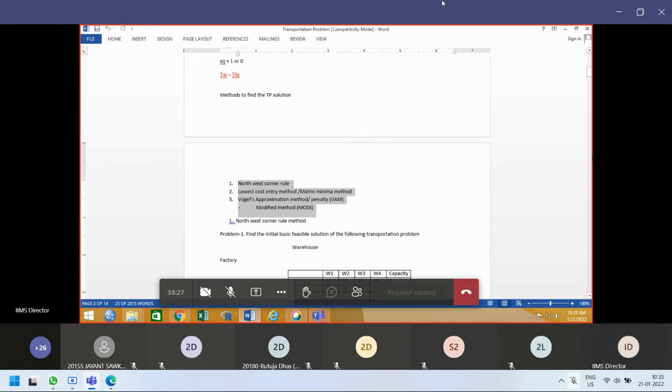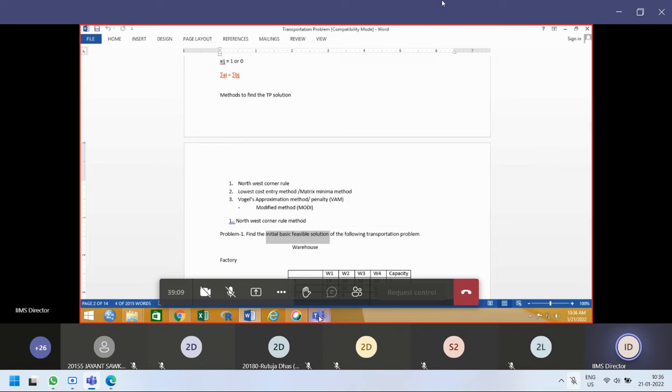Mostly in MCQ question papers, they may ask, the northwest corner rule gives which kind of solution. So the northwest corner rule and lowest cost entry method, the first two methods, give the initial basic feasible solution, or basic feasible solution, or feasible solution. Meaning remains the same. They use the words differently, either feasible solution or basic feasible solution or initial basic feasible solution. But keep in mind, the first two methods always give this, once again I am repeating.